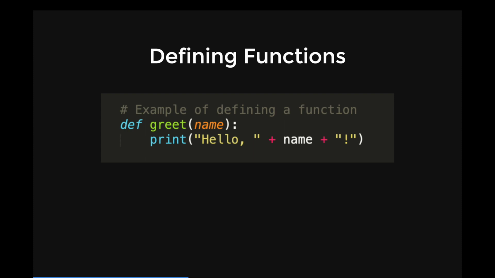In this example above, you'll see we define a function named greet that takes one parameter, name. Inside the function body, we print a greeting message using the provided name. If you run this, you'll have to call the function, which is the next section, and we'll go over that. But this will print hello, comma, whatever name you pass to this function.